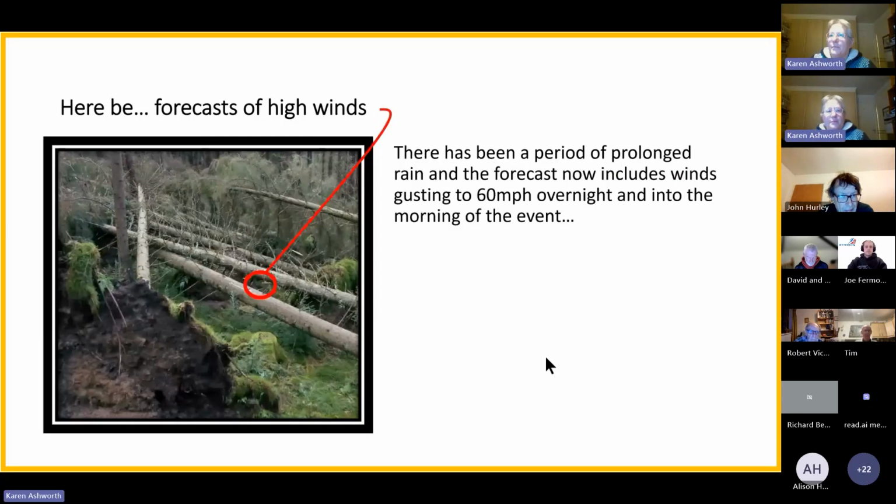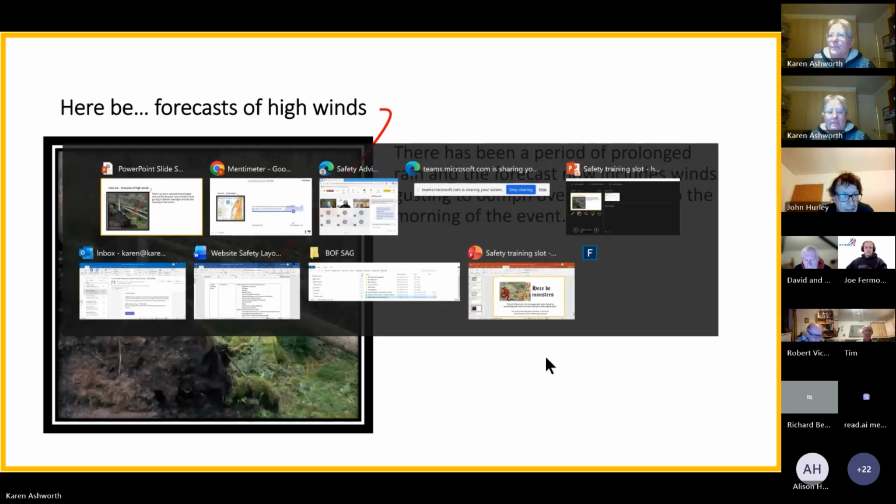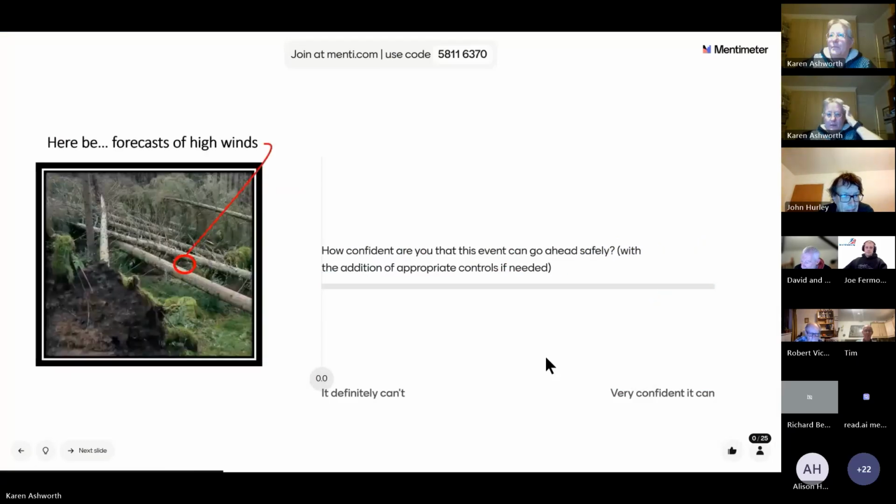Okay, next one. Here be forecasts of high winds. There'd been a period of prolonged rain, and the forecast now includes winds gusting to 60 miles per hour overnight and into the morning of the event. What do we reckon about this event?